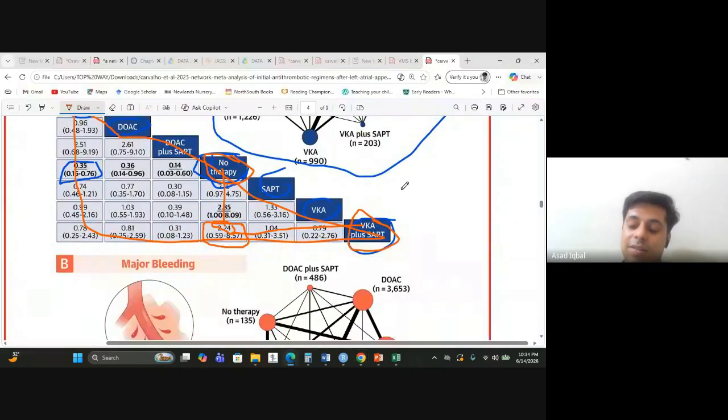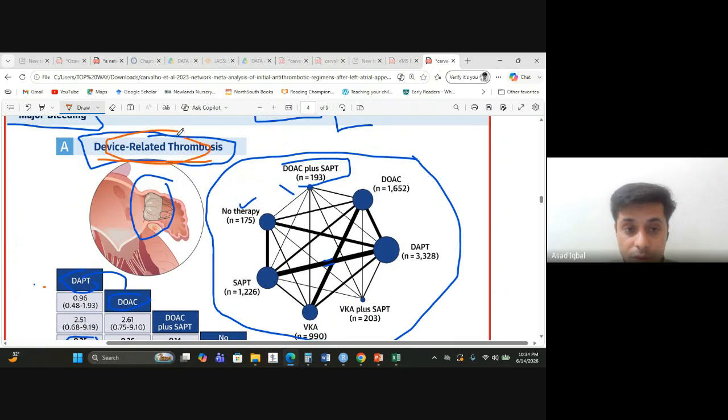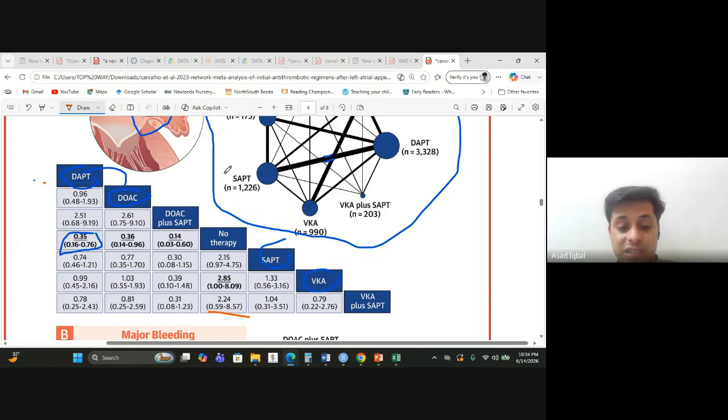Okay, so my next question for you people. I think the question is really important. Here, if you look at the confidence interval, it's from 0.59 to 8.57. So this is a huge confidence interval, which represents that there is no significant difference between no therapy and VKA plus SCPT in terms of this outcome.